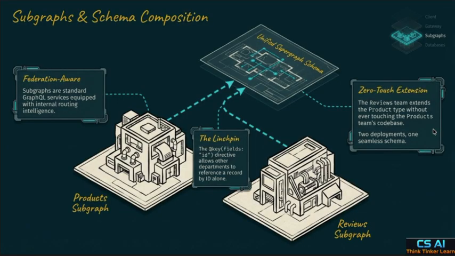How do these independent services talk to each other? The linchpin is the @key directive. It allows a subgraph to declare a primary key, letting other subgraphs reference a record by ID alone. This enables zero-touch extension. For example, the reviews subgraph can add review fields to the product type without ever touching the product team's codebase. You get two separate deployments, but to the client, it looks like one seamless unified schema.